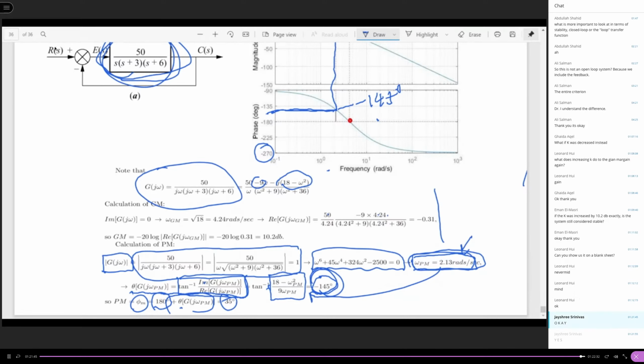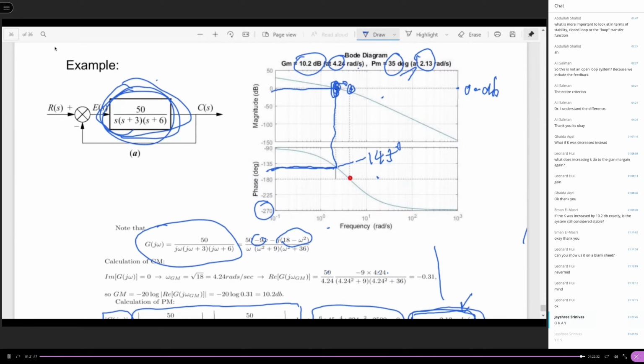Any question about this calculation and the Bode plot? Okay. Very clear, right? Good.